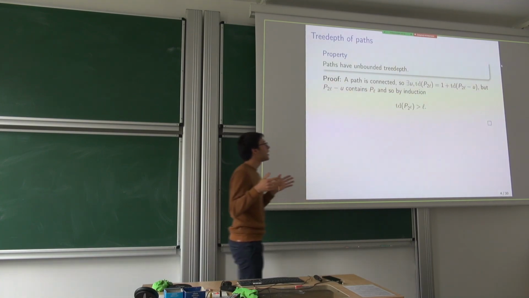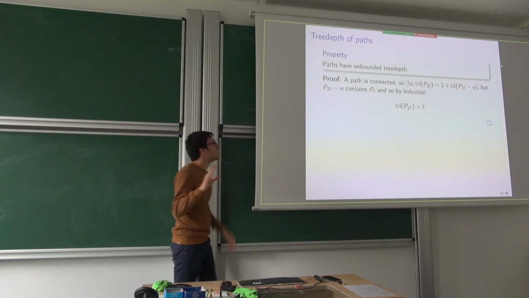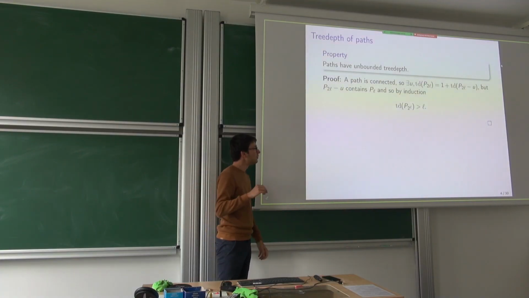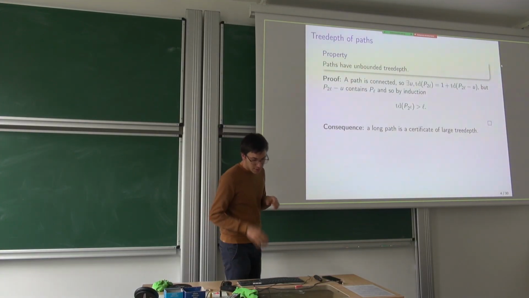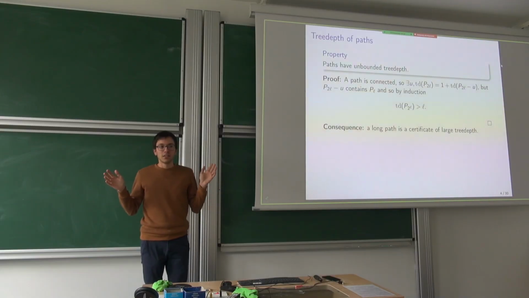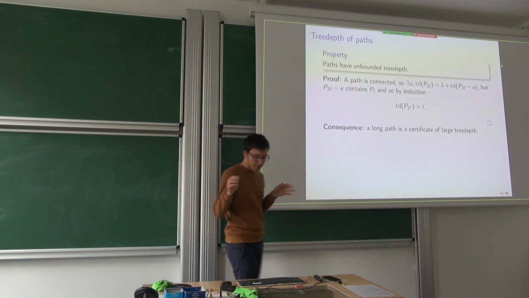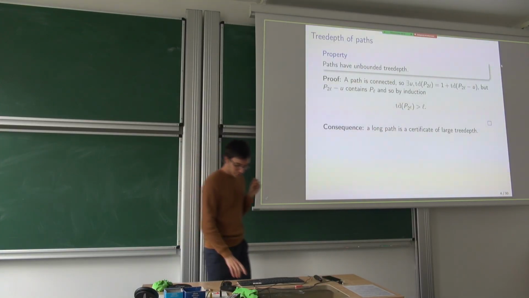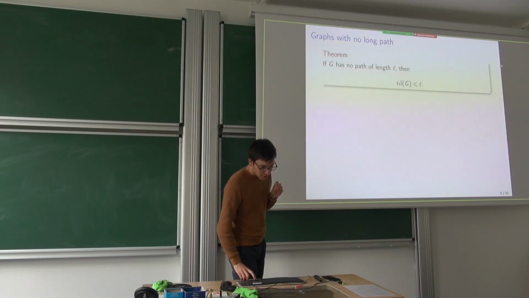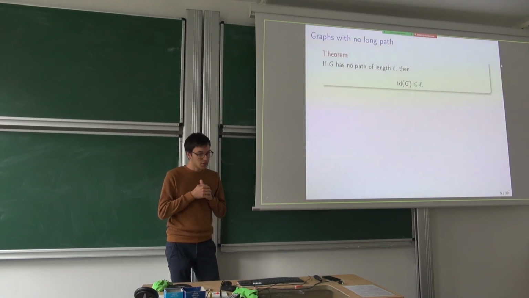So the treedepth of the path on n vertices is at least log n. Okay? So if you have a graph that contains a very, very long path, not induced, just as a subgraph, then you are sure that its treedepth is large. Okay? And something which is very interesting is that the opposite direction also holds somehow.